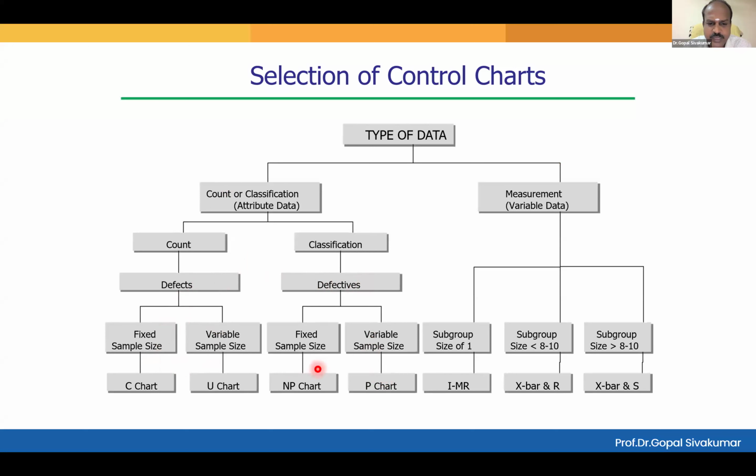Now, what is the difference between P and NP? When your sample size is constant, a fixed sample size, then you should go for NP chart. Similarly, between C and U, when your sample size is fixed, you should go for C chart.